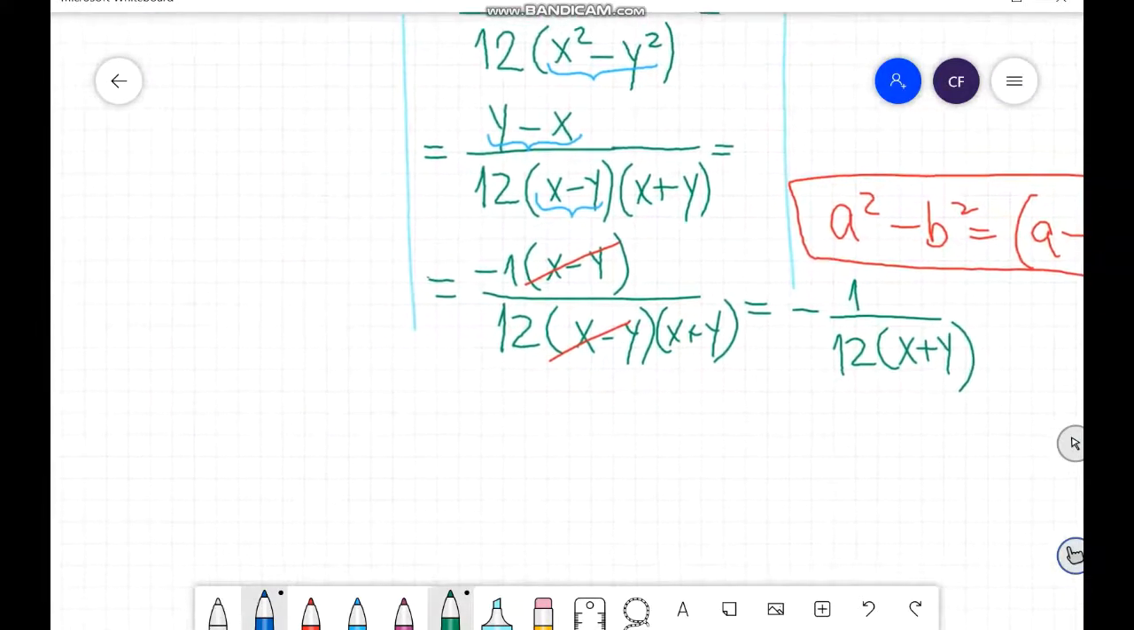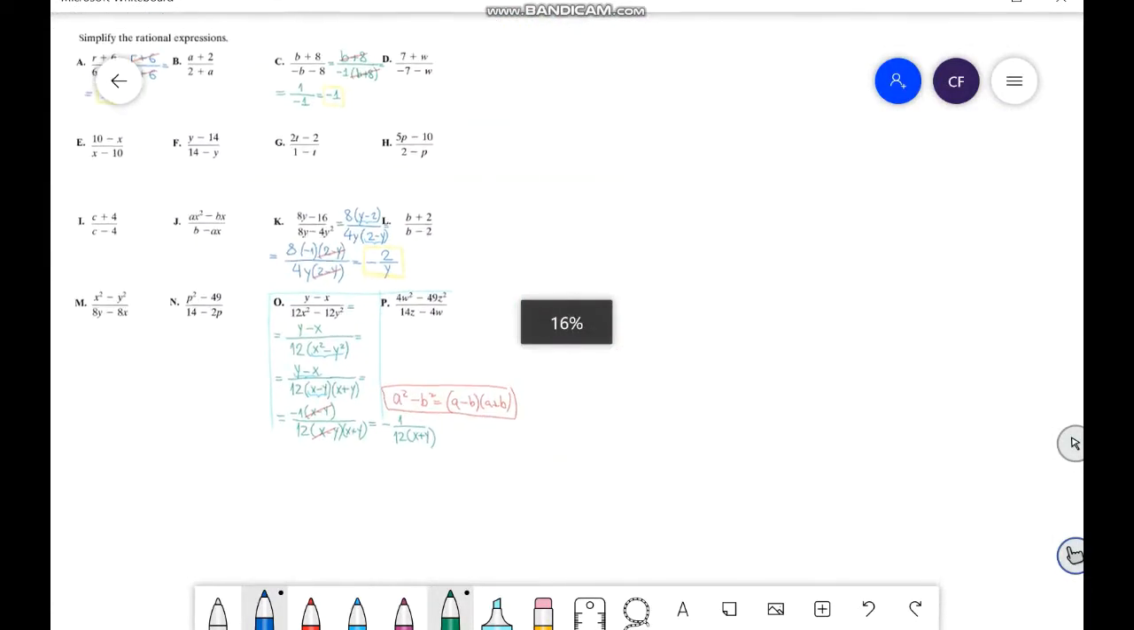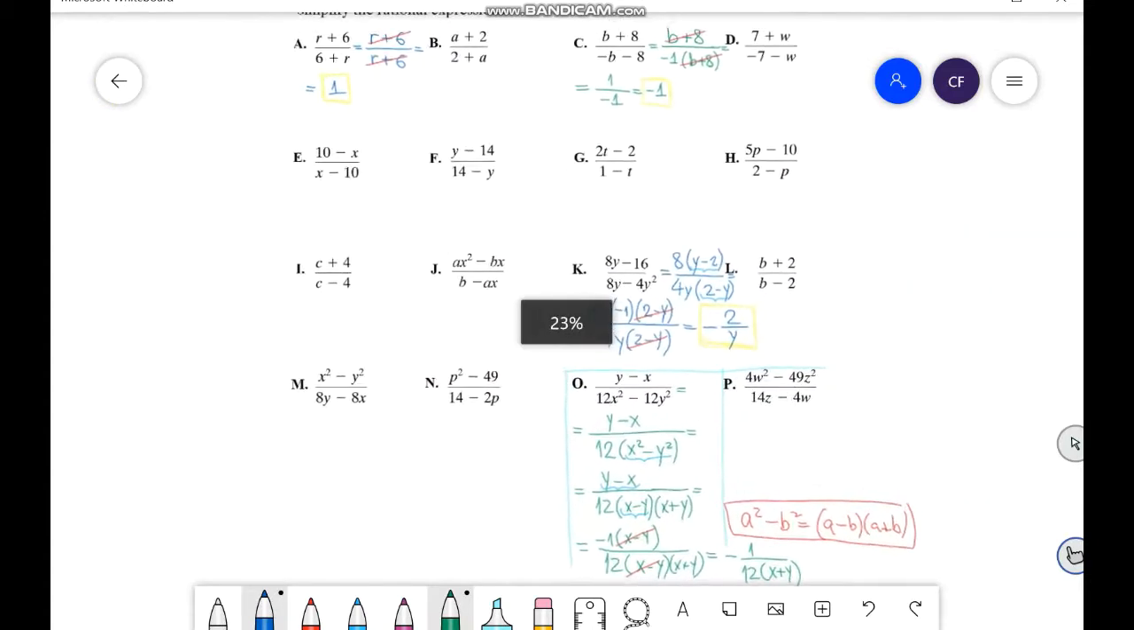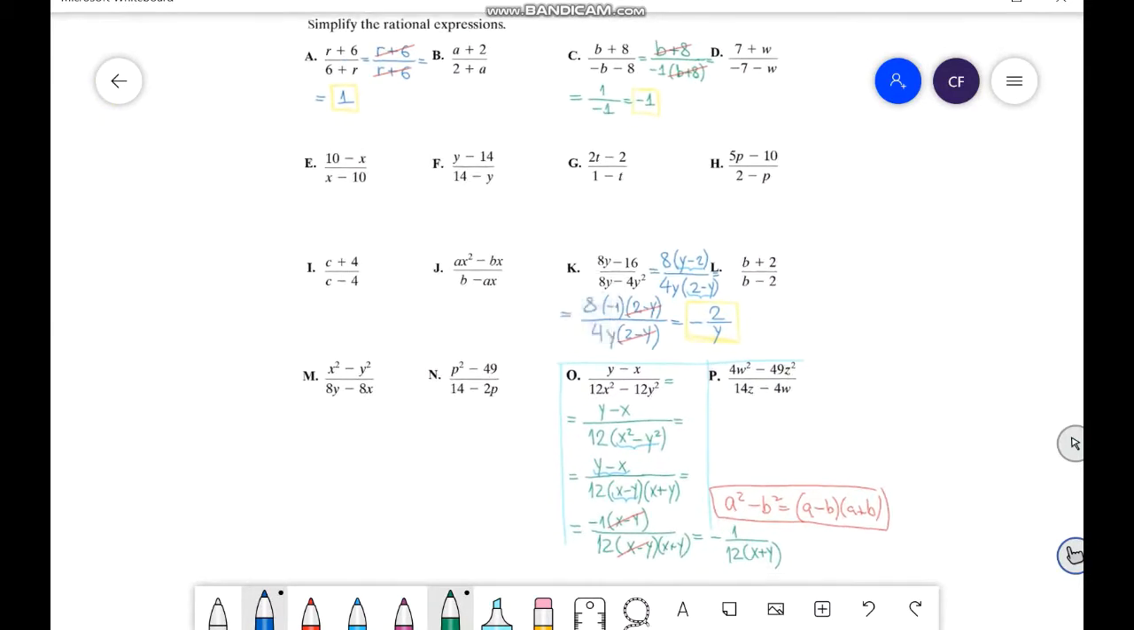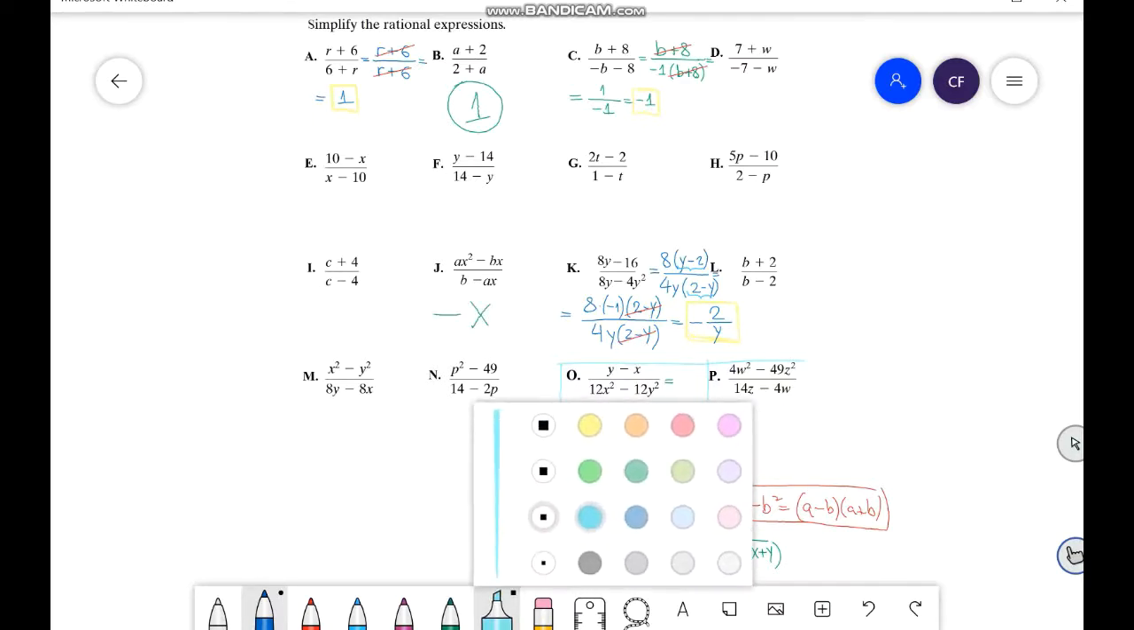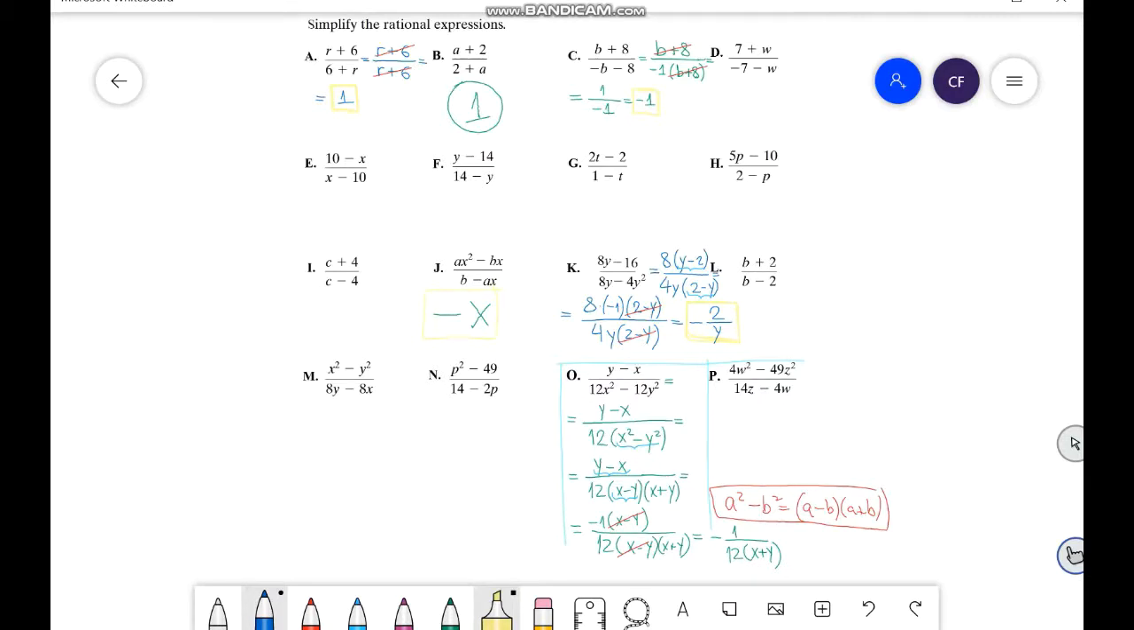Let me check now. Let me send you a few answers. Zoom out, check all the work that you have done, and you are asking here, letter B. Letter B is 1. Jacob asked about J, and let me give you the answer for letter J. Negative x. The answer for J is negative x. Okay, Jacob. Makina is asking about I.